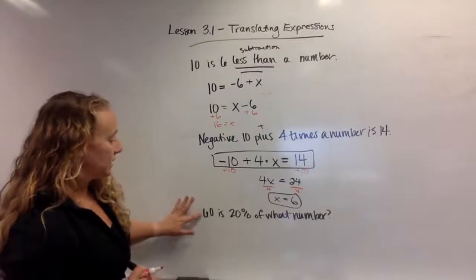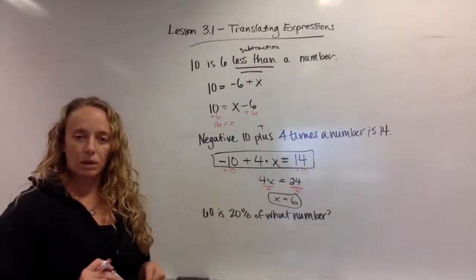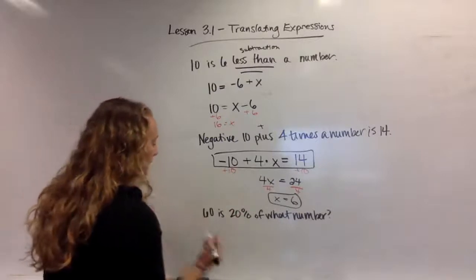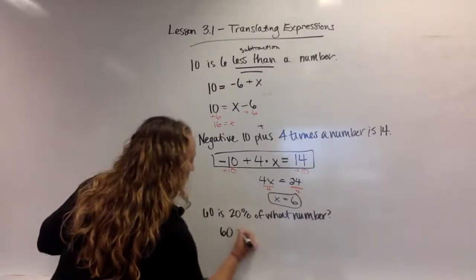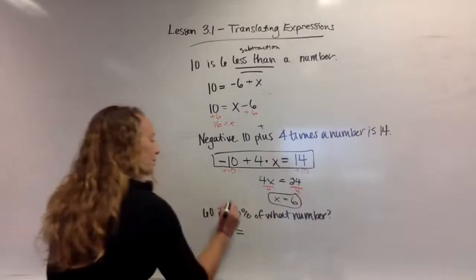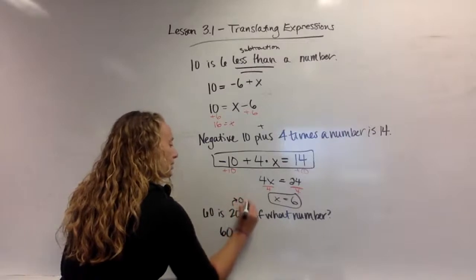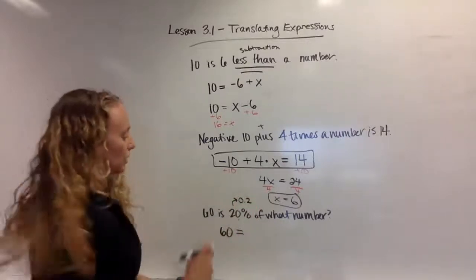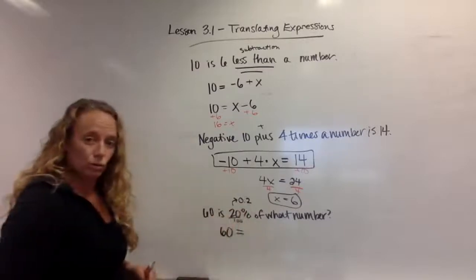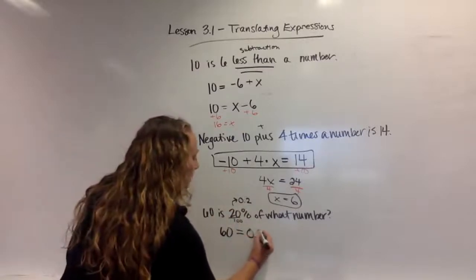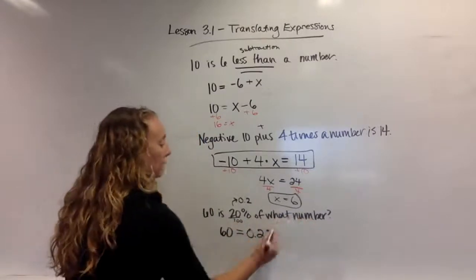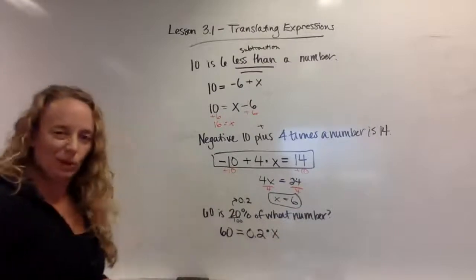Last but not least, we have 60 is 20% of what number? So let's see how we can make this work. So 60 equals 20%, which when we look at percents, we can say, oh, well, this is 0.2. That's essentially, we need this number divided by 100. 20 divided by 100 is 0.2. So now I'm going to write 0.2 of multiplication. What number? X. We don't know what number.